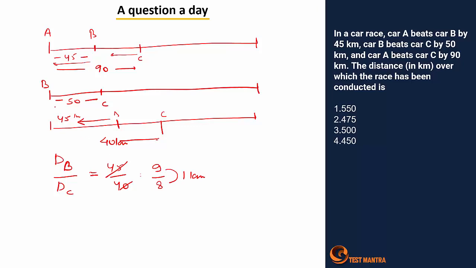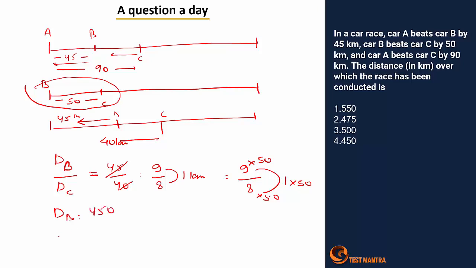Now according to this, the gap between B and C is 50 kilometers. In the ratio of 9:8, I have assumed 9 and 8. For this, the gap is 1, but the actual gap is 50 times of this. That means the actual distance traveled will be 50 times my assumed value. So the distance traveled by B will be 9 into 50, 450, and the distance traveled by C is 400. That represents the total distance traveled, which is 450 kilometers here.